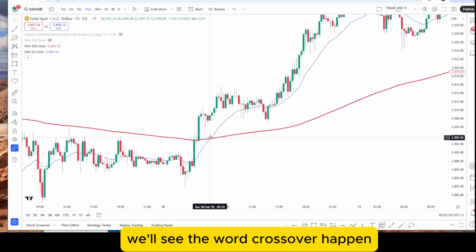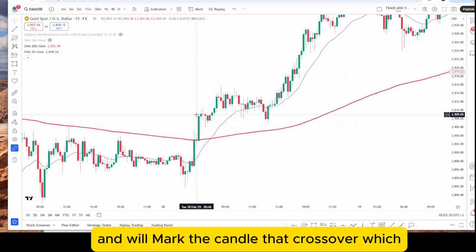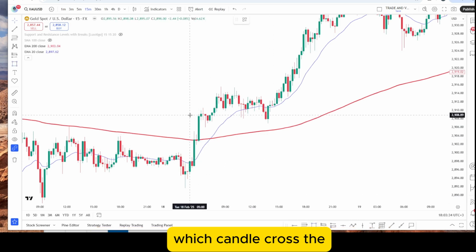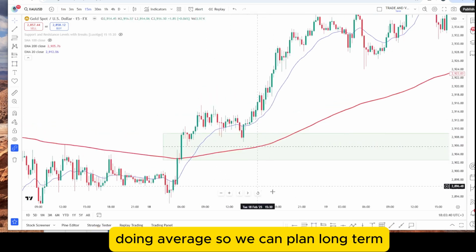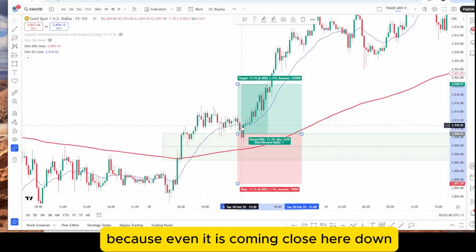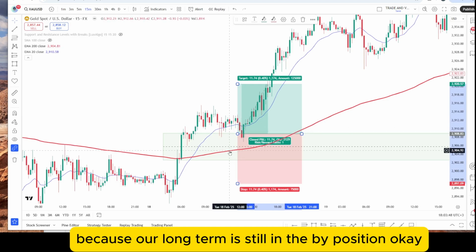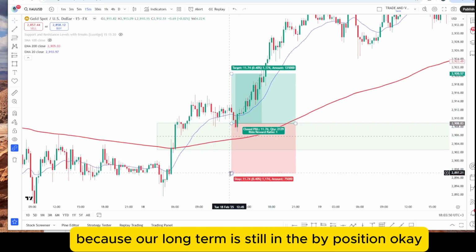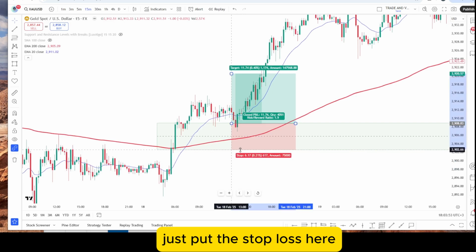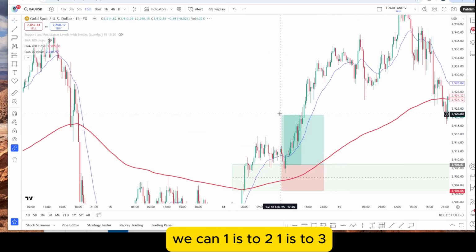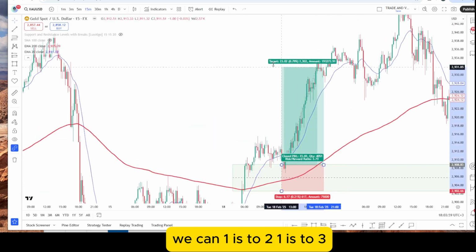We will see when the crossover happens, and we will mark the candle that crossed the moving average. So we can plan long term, because even if it is coming close down here, no problem because our long term is still in the buy position. Just put the stop loss here. We can mark 1 is to 2 or 1 is to 3.